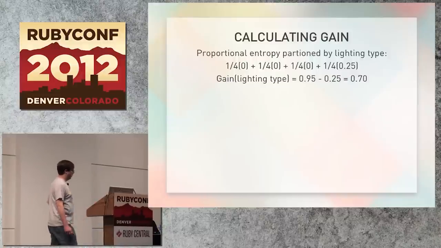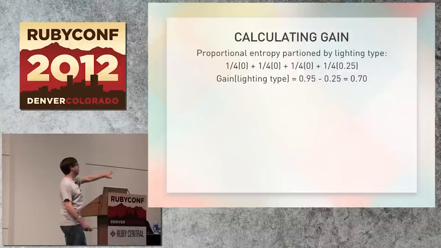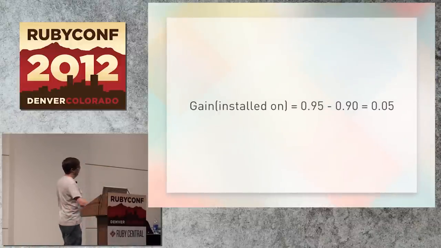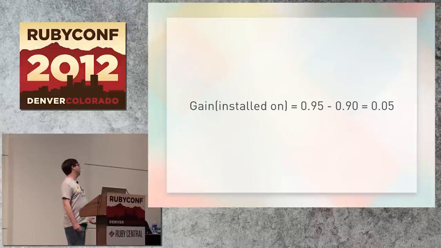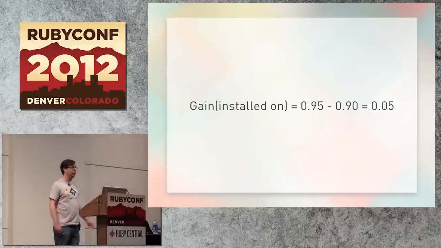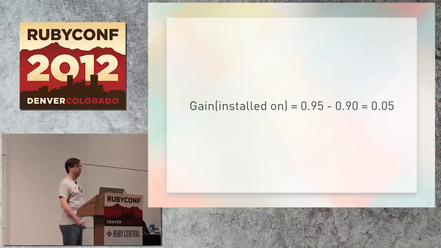All right, so again, we already know this from looking at it, but now we have a way for the computer to figure out that it should start the tree at lighting type. And to verify this, the gain for installed on doesn't reduce the entropy very much. The gain for installed on is actually 0.05, if you're interested. So it's obvious that lighting type is a lot better.